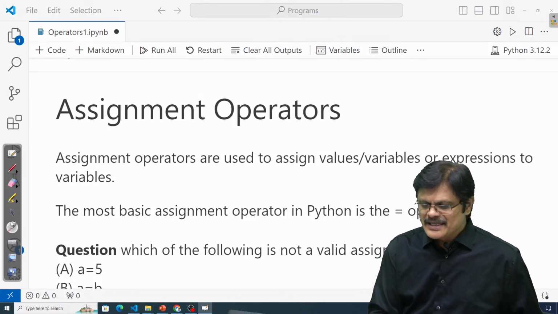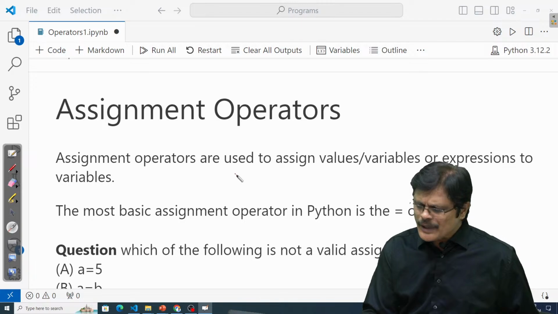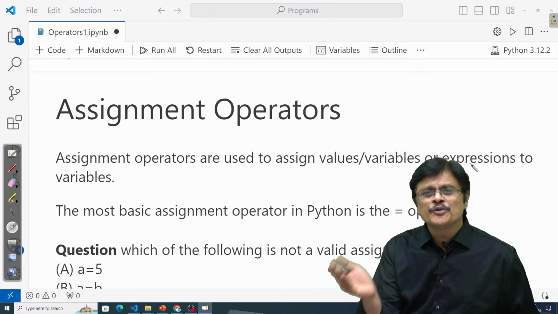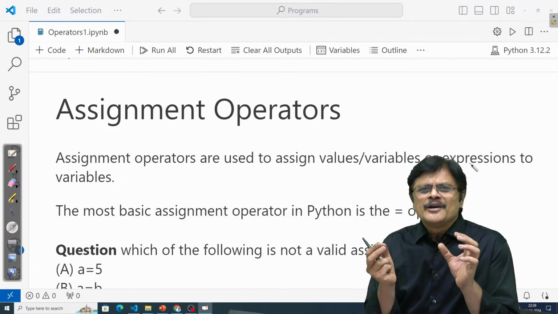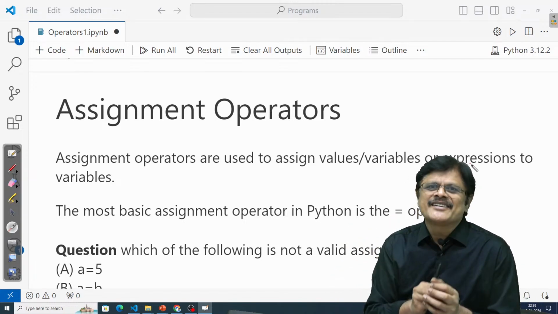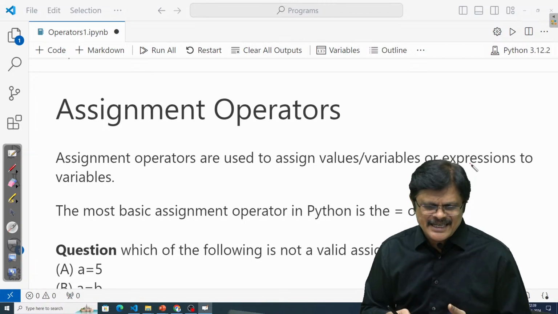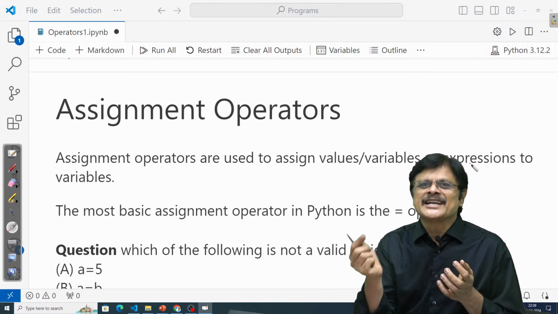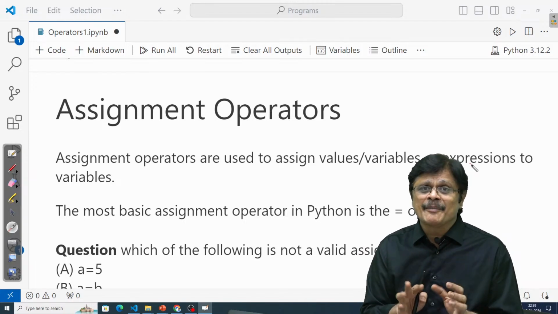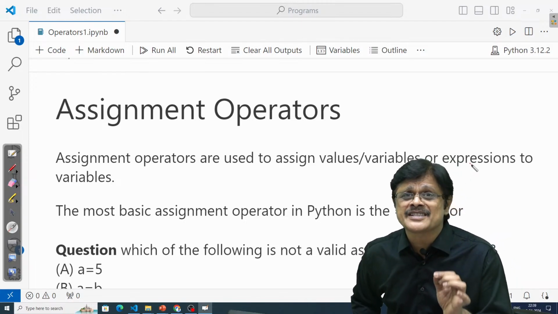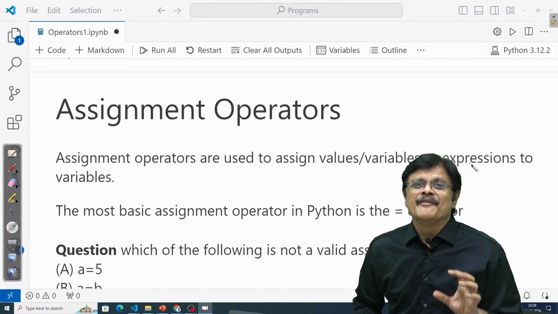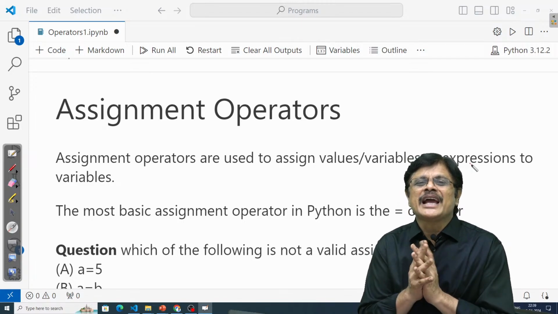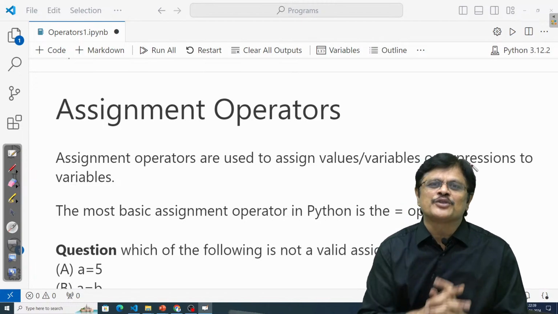Assignment operators are used to assign values, variables, or expressions to other variables. For variables, if you want to assign some value, we use the assignment operator, like x is equal to 4. What happened? 4 is assigned to x. But please remember, variables are just references to objects. That is, we are actually assigning the reference of the object to the variable.